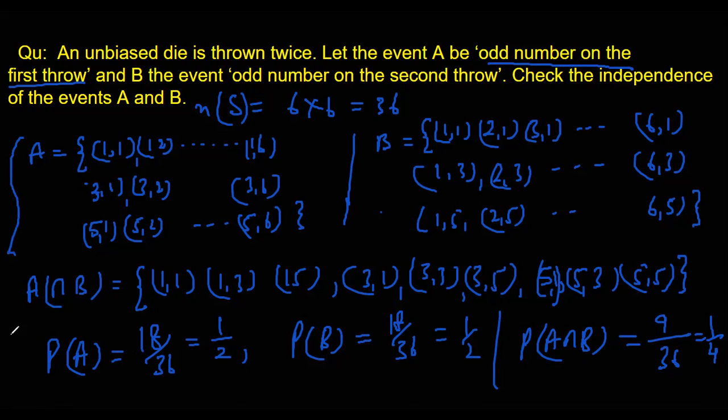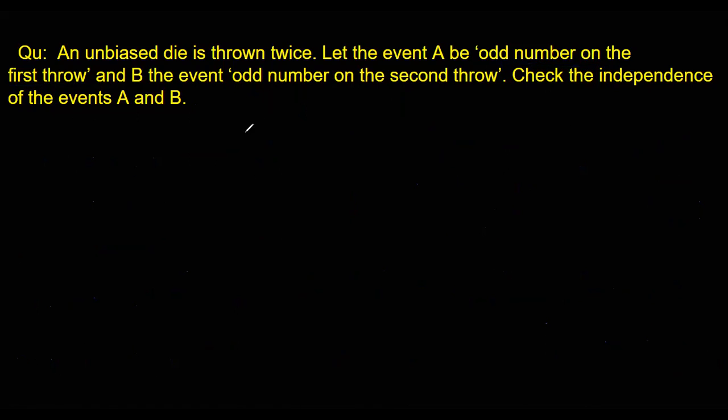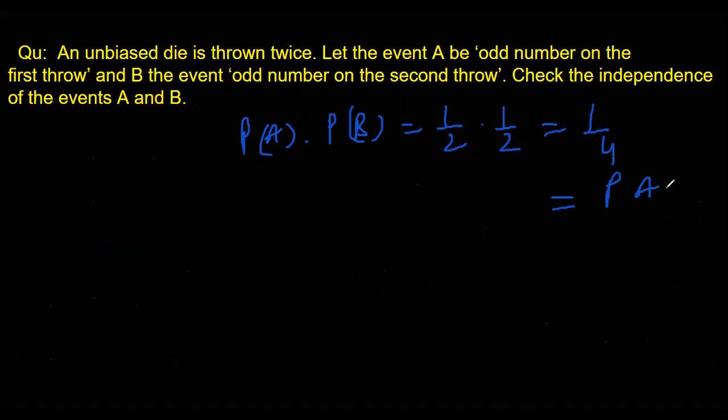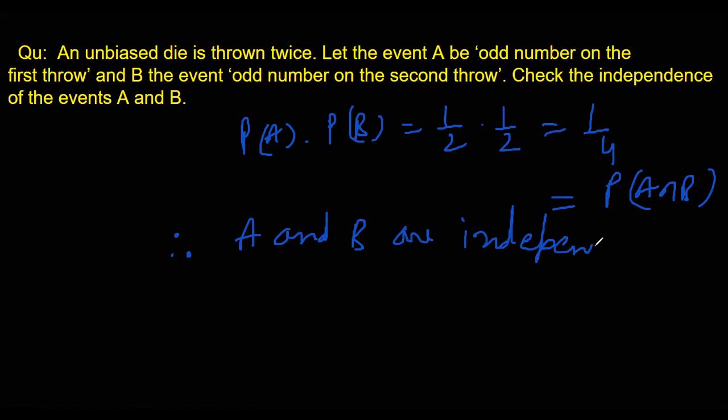So once you have done this much, the next step will be, in this case, we can write P(A) into P(B) is equal to 1 by 2 into 1 by 2, which will be 1 by 4, which is the same as P(A intersection B). That means, therefore, A and B are independent. Okay. So this is done. A and B are independent events.